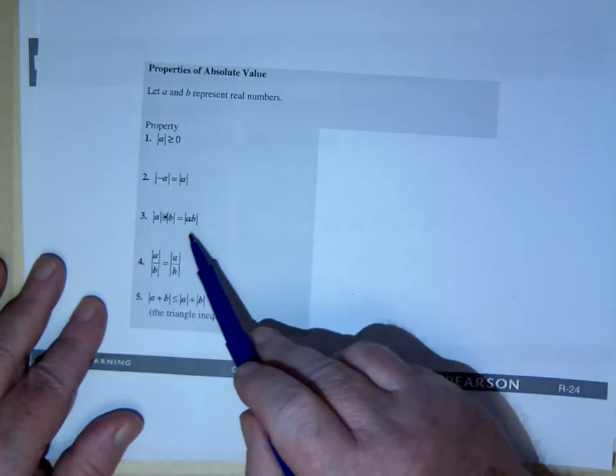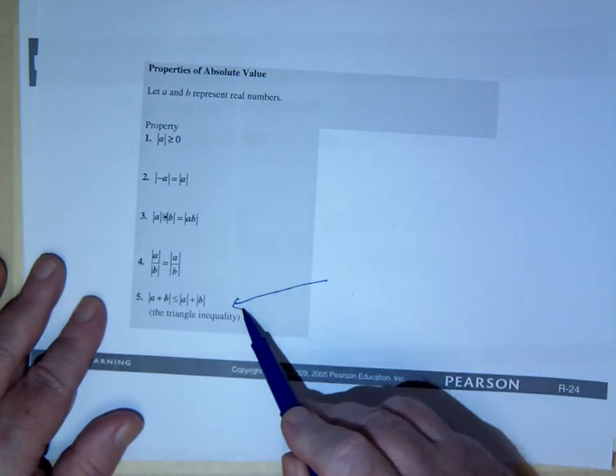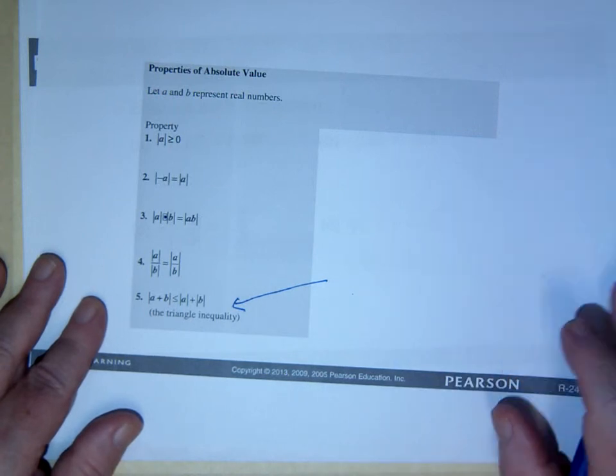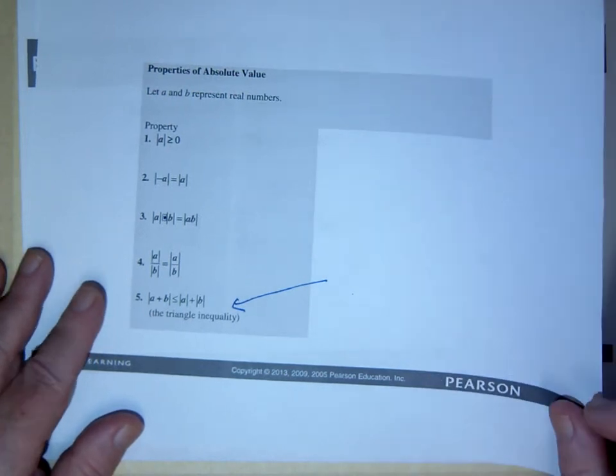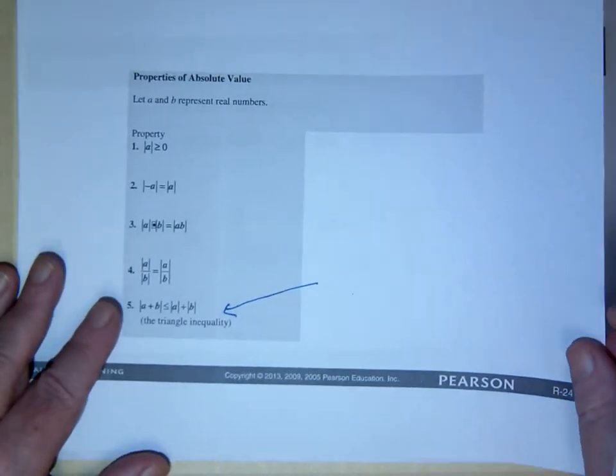It will work this way with products and quotients, and a very important property in higher level math is called the triangle inequality, which says the absolute value of a plus b is less than or equal to the absolute value of a plus the absolute value of b.